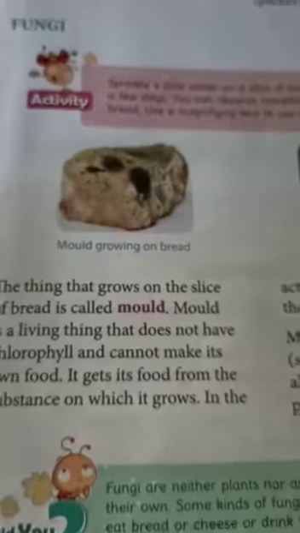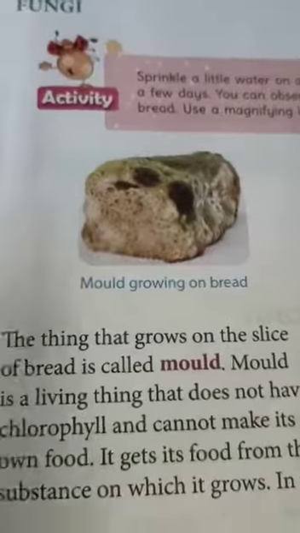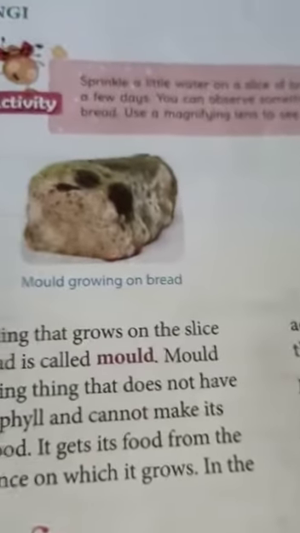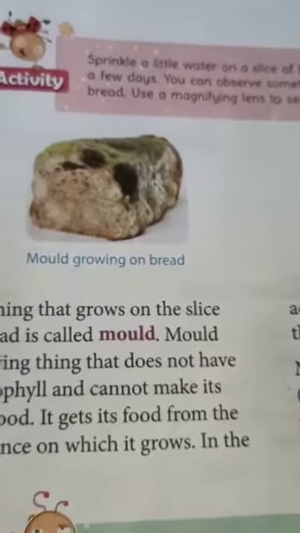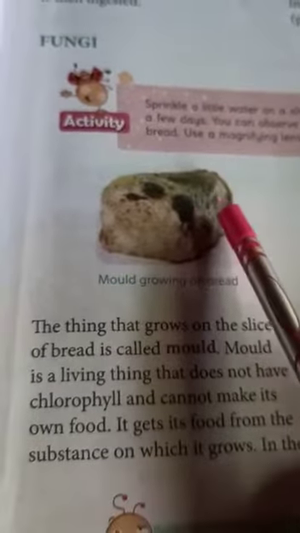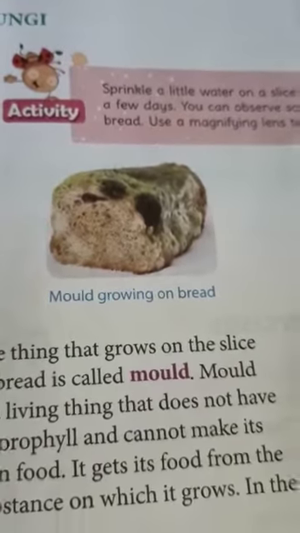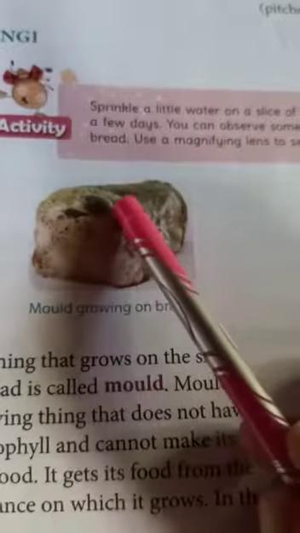Then we have fungi. The thing that grows on a slice of bread is called mold. Mold is an example of fungi. Fungi are not plants, neither are they animals. They belong to a group of their own. One example of fungi is mold. Mold is a living thing, and it does not have chlorophyll. It cannot produce its own food, so it is dependent on other organisms, and it gets its food from the substance on which it grows, for example, this piece of bread.